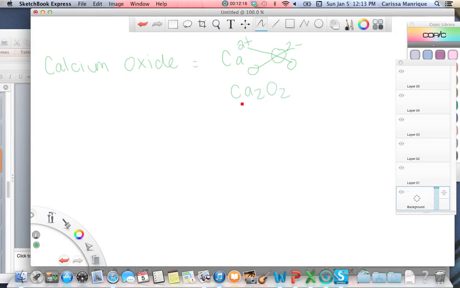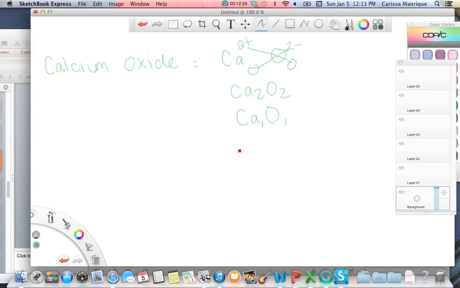Now here's one more rule. This is why I wanted to use this example. Do you see you have a 2-to-2 ratio? It takes two calciums to neutralize 2 oxygens. Or another way of saying that is 1-to-1. So calcium oxide, 2-to-2 or 1-to-1. So it reduces. Anytime you can reduce it, you can.